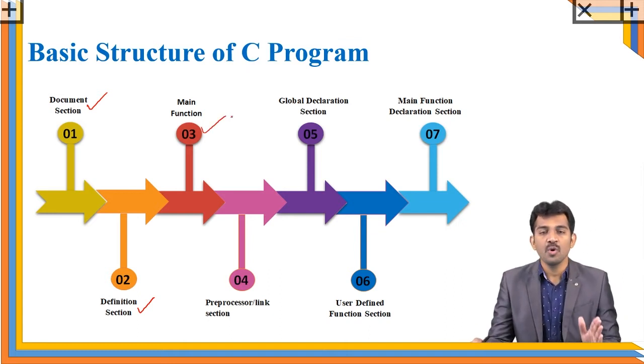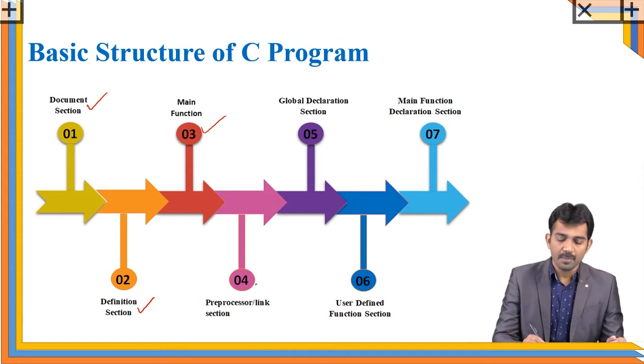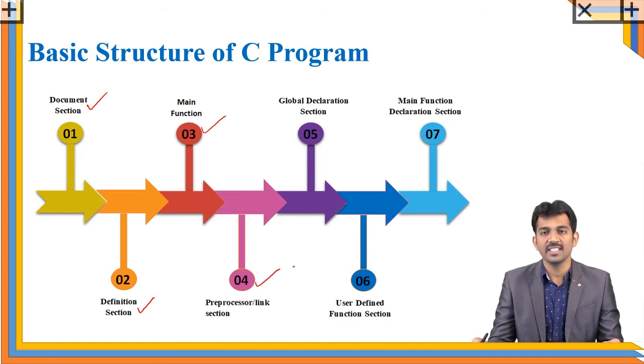Every program contains at least one function, that is the main function. Your program starts at the main function. And the preprocessor and linking section means, do you have any executable files or any libraries to include? All are included in the preprocessor or linking section.